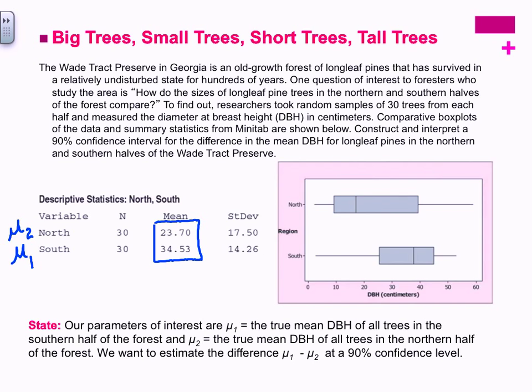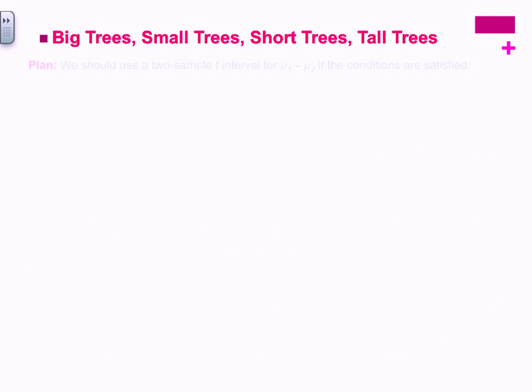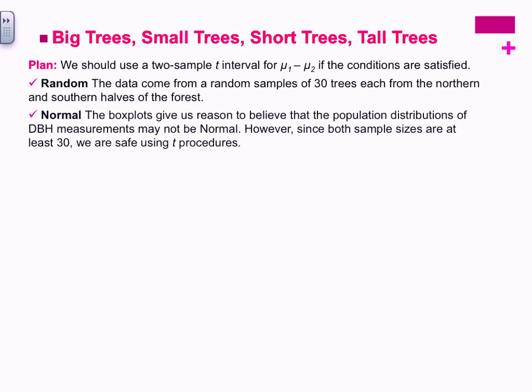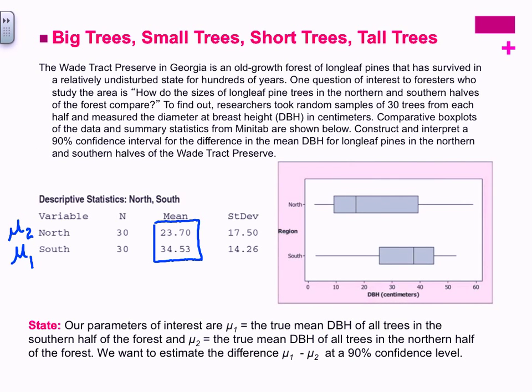Okay, so the first thing I should do here is always state my parameter, and then the next thing I'm going to do is check my conditions. So it's random. They say the data come from random samples of 30 trees in both the northern and southern parts. It is normal because the box plot, it would appear to be maybe slightly skewed, but it's certainly not a strong skew, and you definitely do not have any outliers here. So it's safe to use a t distribution here.